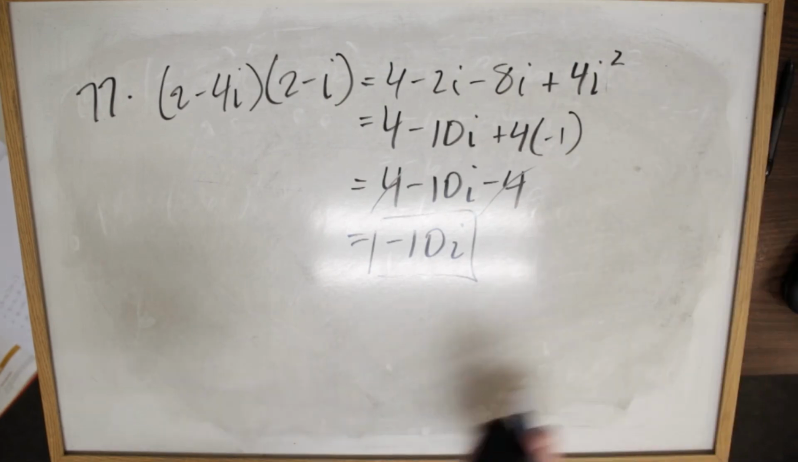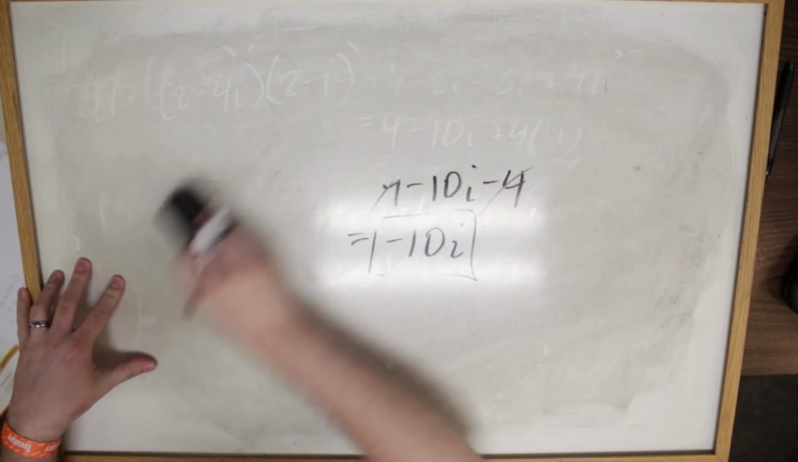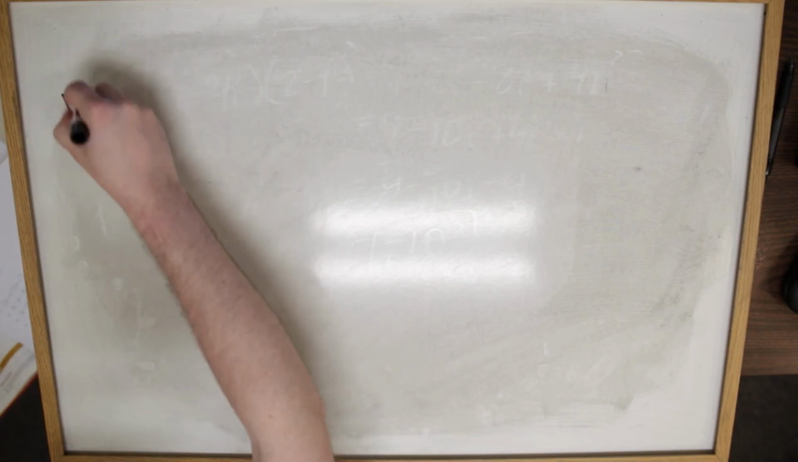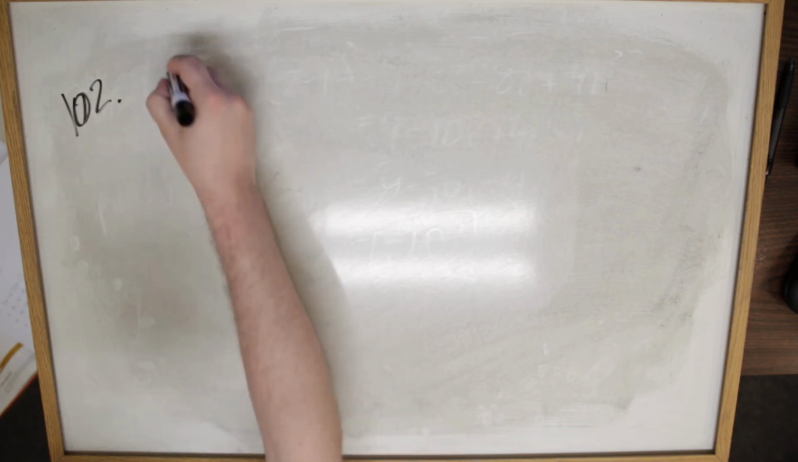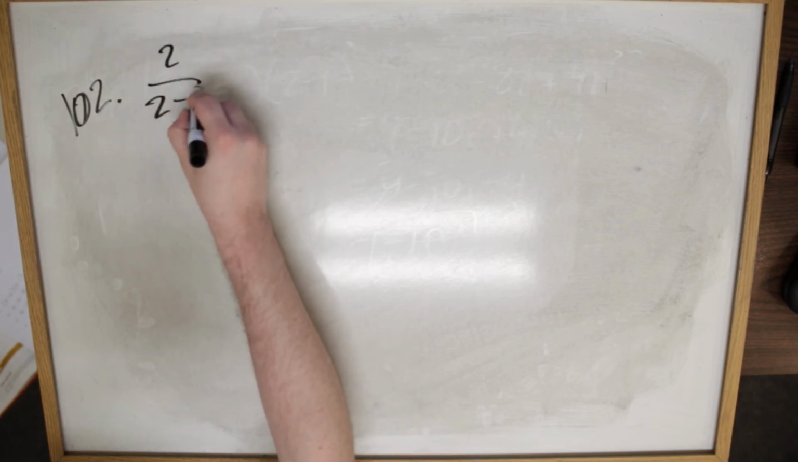All right, so that's 77. Let's go ahead and continue moving forward. We're going to jump to question 102. Okay, 2 over 2 minus i.